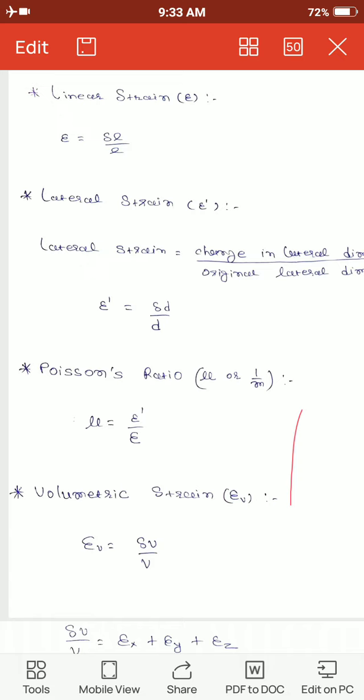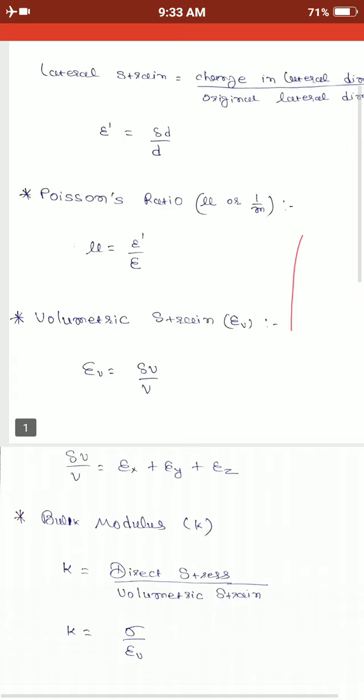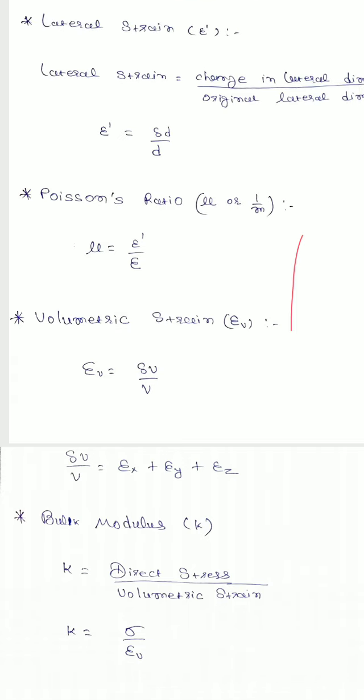And the next term is volumetric strain, epsilon v. Epsilon v is change in volume upon volume, same as epsilon is delta L upon L. Now volumetric strain epsilon v is equal to delta V upon V. It is the summation of the x direction strain, y direction strain, and z direction strain.